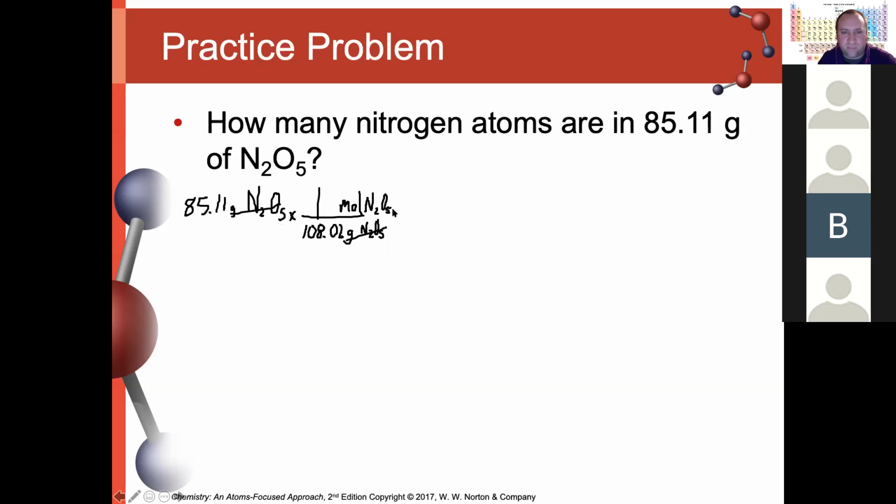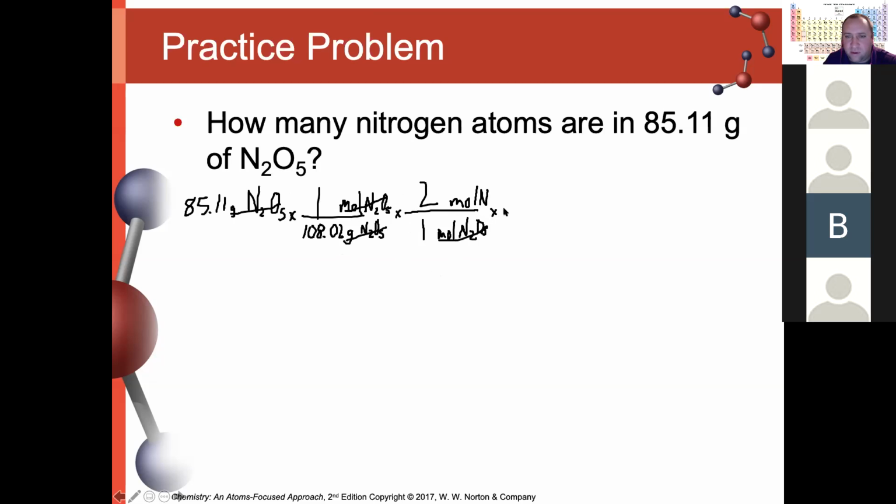I'm left with moles. Now the second conversion here, I want to go from moles of dinitrogen pentoxide to moles of just straight up nitrogen. For that, that's where the chemical formula comes in. I know that for every one of these, I am going to get 2 nitrogens. And so my moles cancel out. I'm left now with just moles of nitrogen.